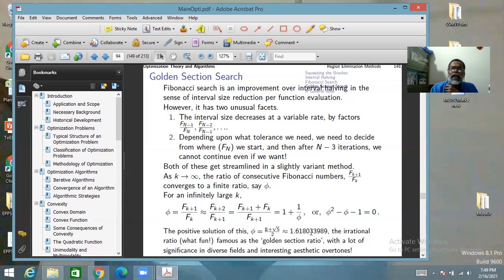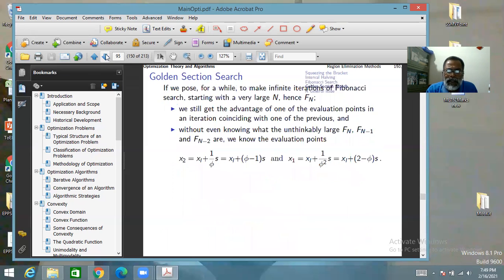Now, if we say that we will go by Fibonacci search method, but start very high, as if we are going to take infinite steps. Okay. So for the time being, let us pose as if we are going to make infinite iterations of Fibonacci search, starting with a very large n and therefore very large Fn. Whatever large they may be, we still get the advantage of one of the evaluation points in every iteration being coincident with one of the previous evaluation points.